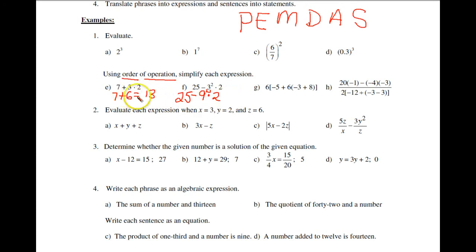Again, we have something very similar to what we had here. What do we do now? Subtract or multiply? We multiply. So this becomes 25 minus 18. And then now we do the subtraction, which is a 7.